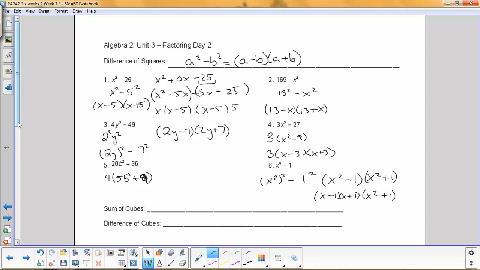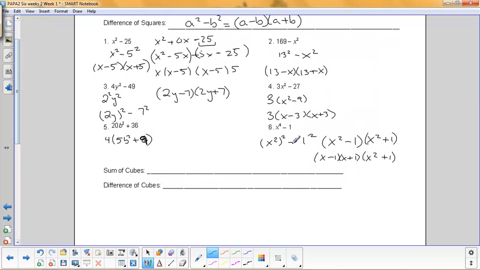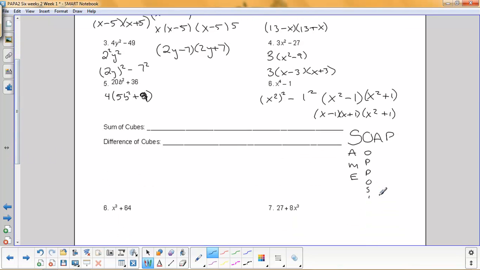Alright, in order to introduce the sum of cubes and difference of cubes, we have to first wash up, as it were. We have to use our soap. Soap is same, opposite, always positive. This refers to the sign changes for the sum and difference of cubes.